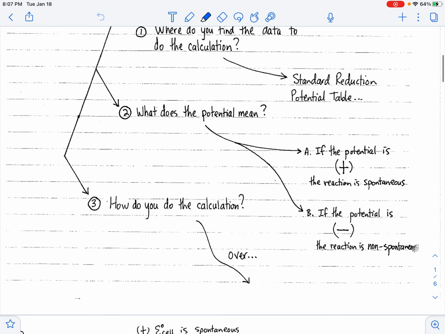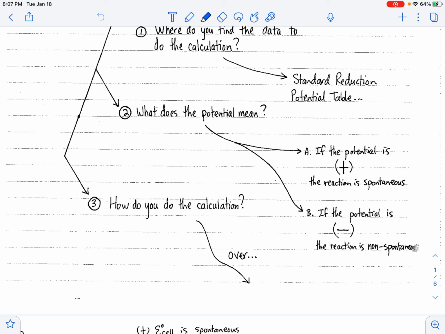So how do you go about doing the calculation? Like, how do we actually come up with that number that's positive or negative? And not only positive or negative, but then maybe also we're concerned about the magnitude of it as well. So if you end up with a cell potential that is plus 0.2 volts, well, is that as spontaneous as something that's plus 1.5 volts?